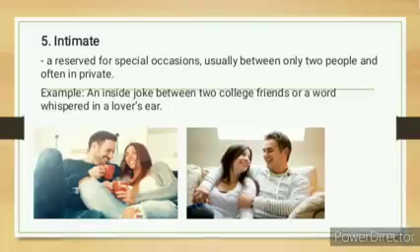So number 5 is intimate. This register is reserved for special occasions, usually between 2 people and often in private. So when we say intimate, this is communication that is private, reserved for close family or intimate people. Examples of these are an inside joke between 2 college friends or a word whispered in a lover's ear.